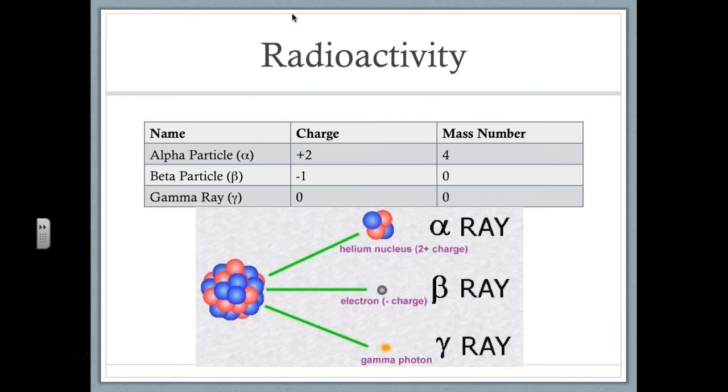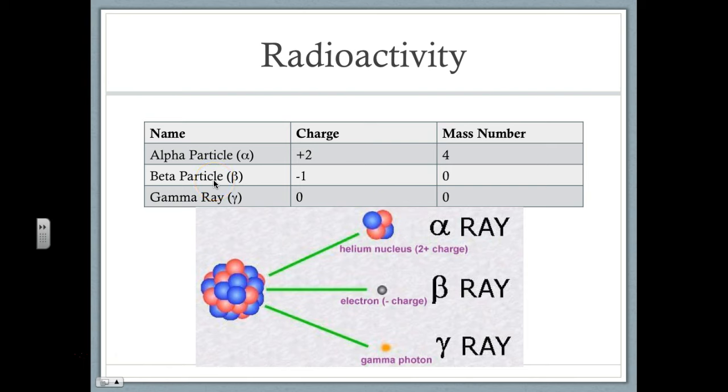So when something is radioactive, an atom is radioactive and it decays, it can give off either an alpha particle, a beta particle, or a gamma ray. An alpha particle is basically the nucleus of a helium atom, helium nucleus. It has a +2 charge because of the 2 protons, and it has a mass number of 4, which is the 2 protons plus the 2 neutrons.